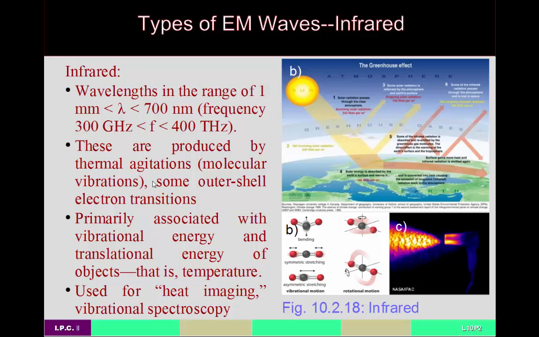These are also produced by thermal agitations, but it's almost entirely molecular vibrations. There are also some outer shell electron transitions that fall into the infrared. So basically, if you have an atom and there is an electron in the n equals 5 shell and it falls to the n equals 4 shell, odds are it's going to produce a photon in the infrared range. Again, you can also get this from thermal agitations, mostly molecular vibrations.